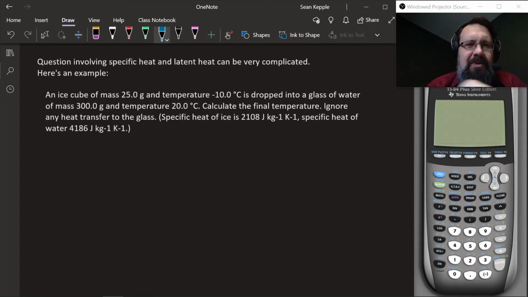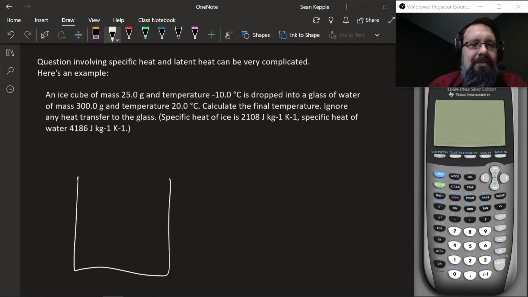So let's just draw a picture of this. We're going to have a glass, and then some water in the glass. And what we're doing is dropping an ice cube into the glass. I'll just draw the ice cube right there. So now this ice cube is dropped into the glass. It's surrounded by all this water.